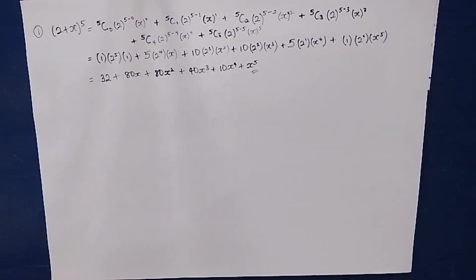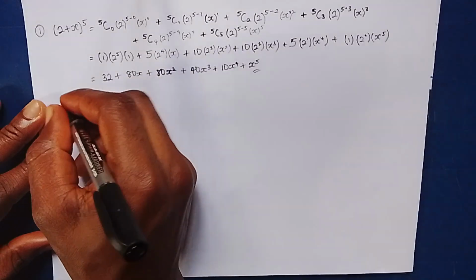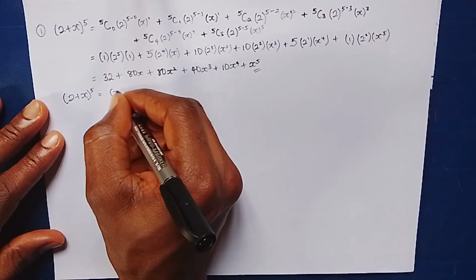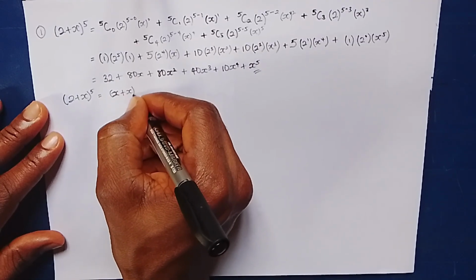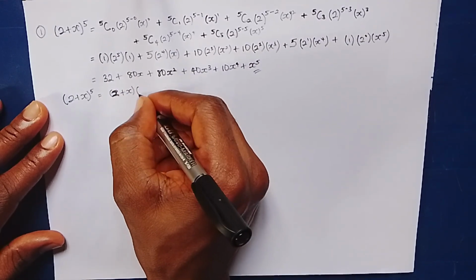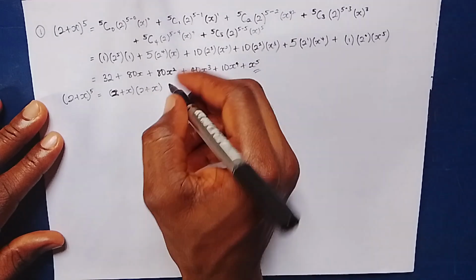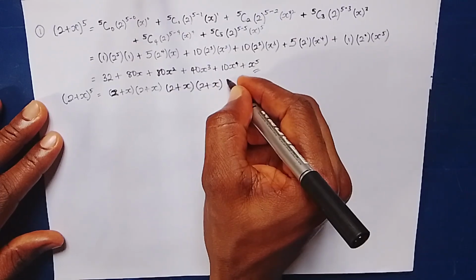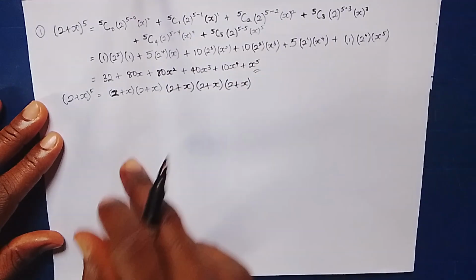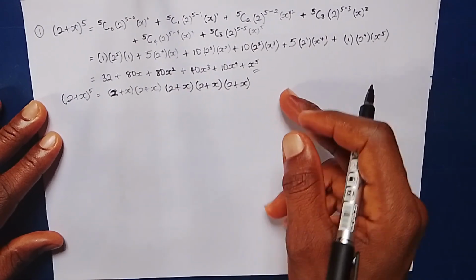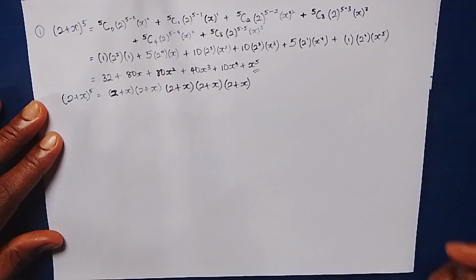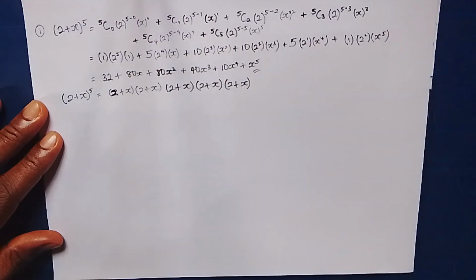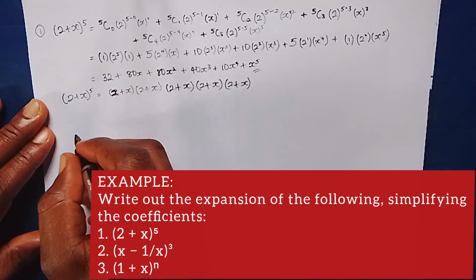So that's that. So you see how this has saved us the work of doing 2 plus x, 2 plus x, 2 plus x, 2 plus x, 2 plus x. Those would take us a long time, but using the binomial theorem, we're able to do all of this in 1, 2, 3 steps. Now let's move on to the next example.